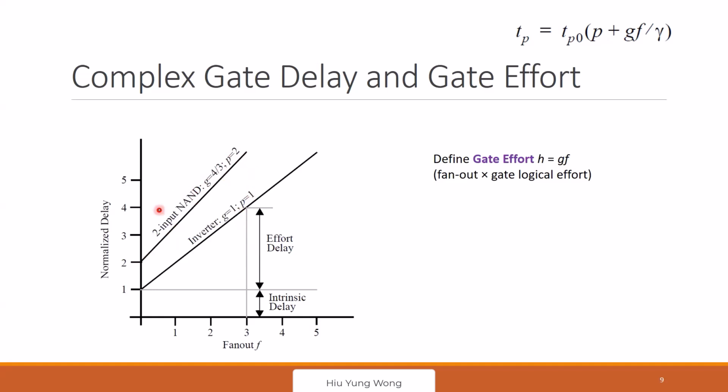Okay, so here we define one thing that is very important. It's called G times F, which we call the gate effort H. Just a definition, right? So this can be confusing. If I were you, I would write it in the cheat sheet. Don't get confused. Remind yourself, G times F is the gate effort. Okay, any questions?